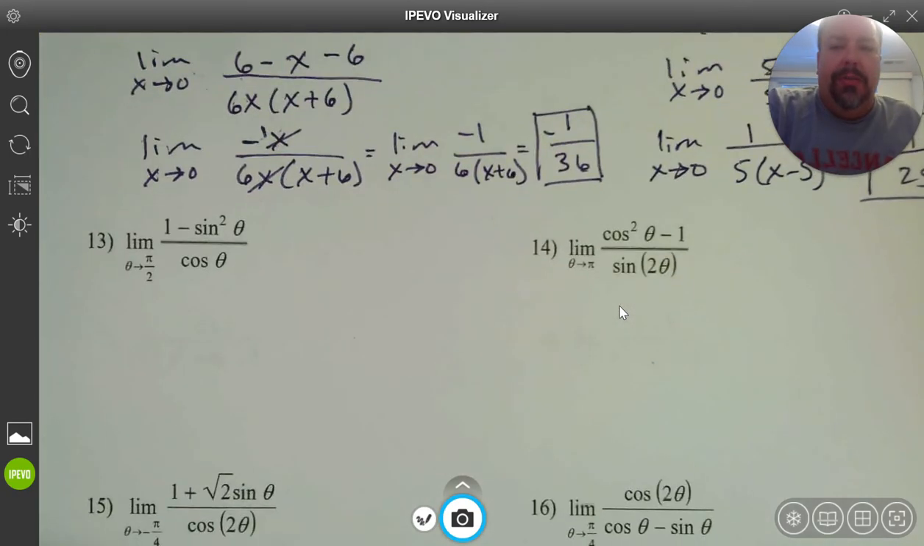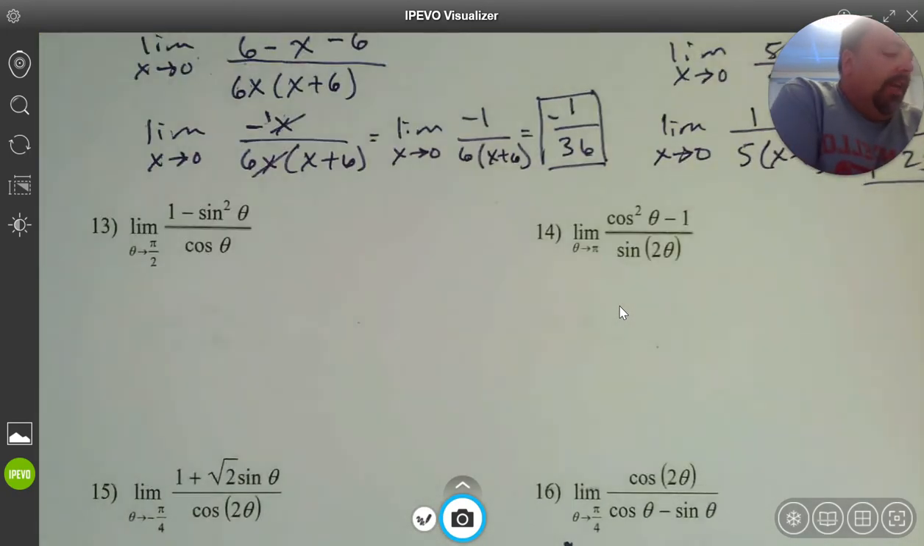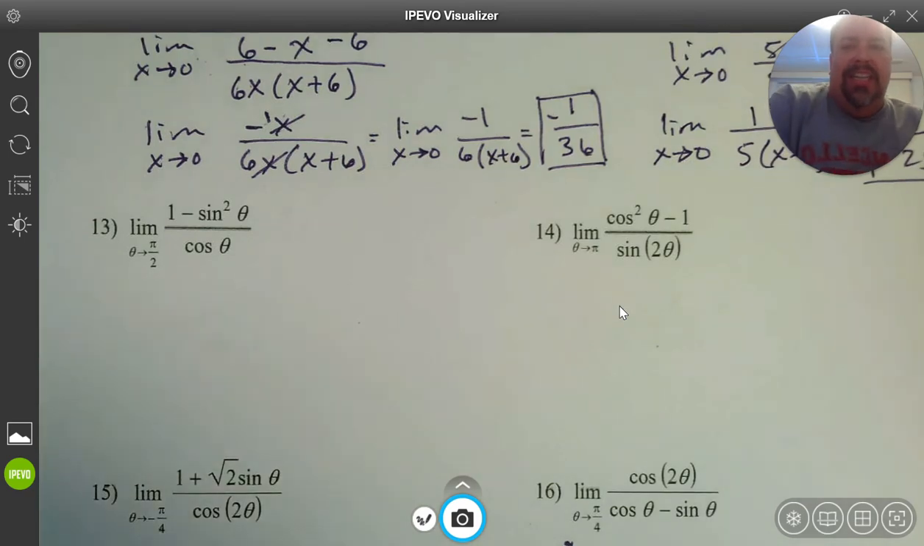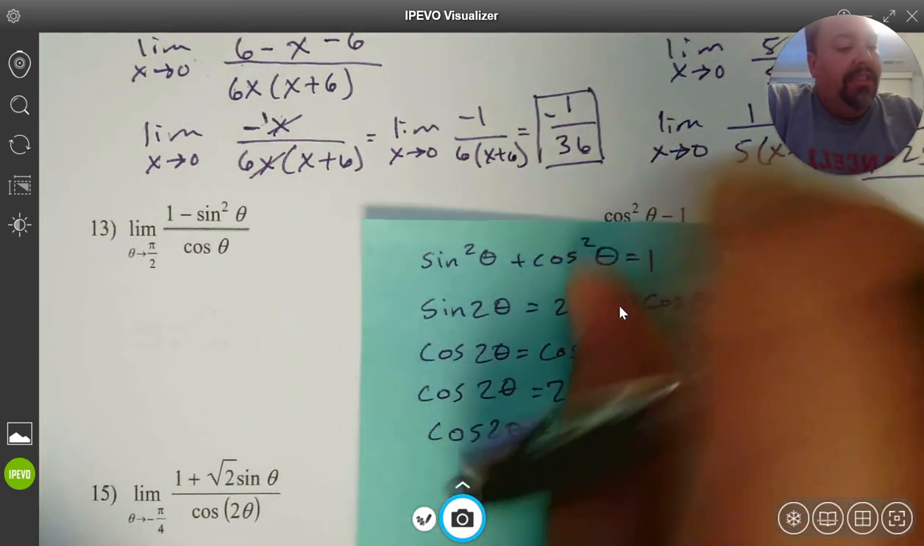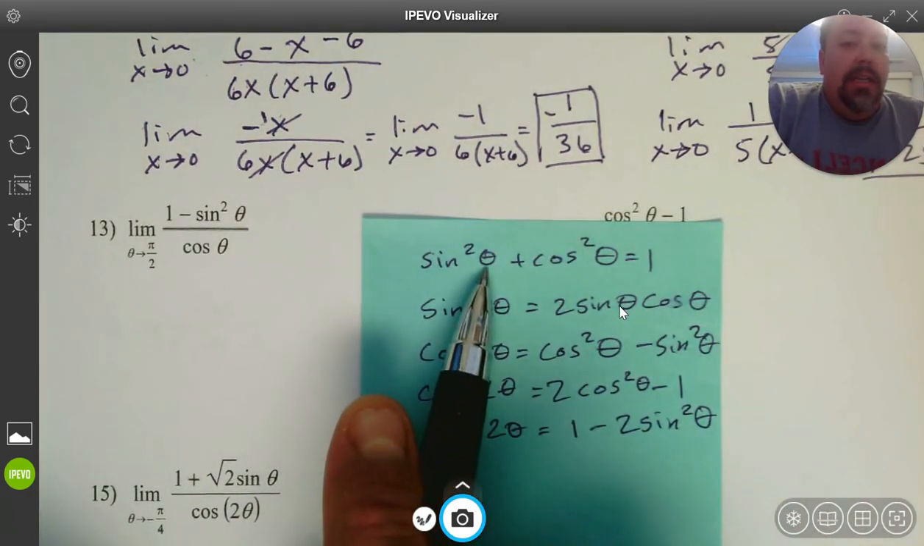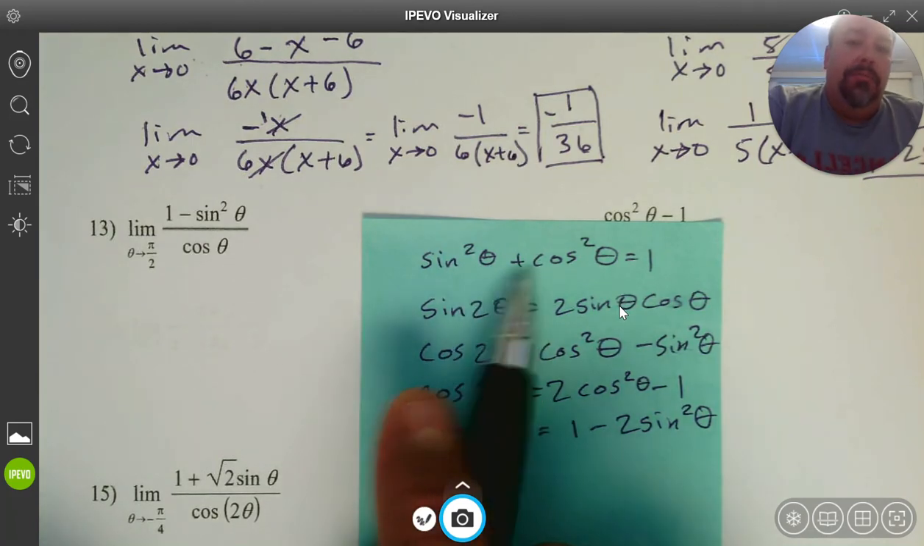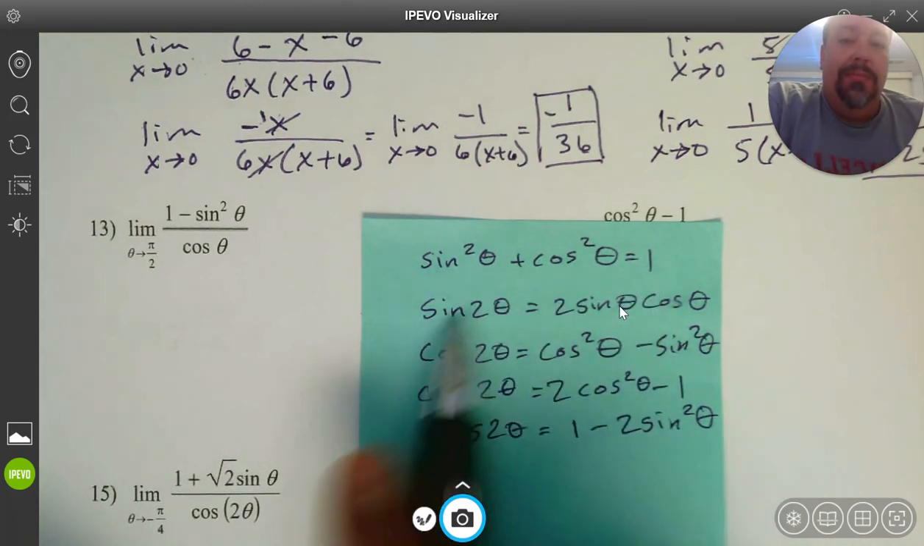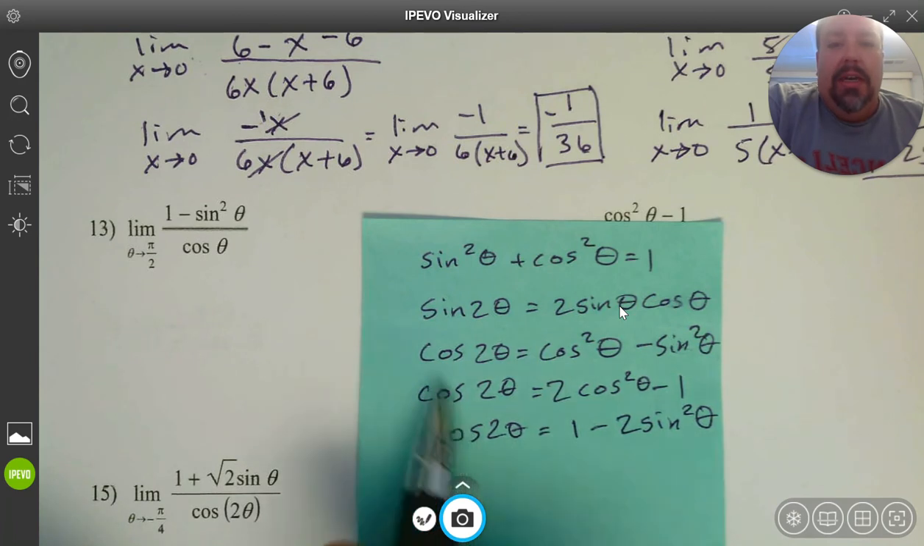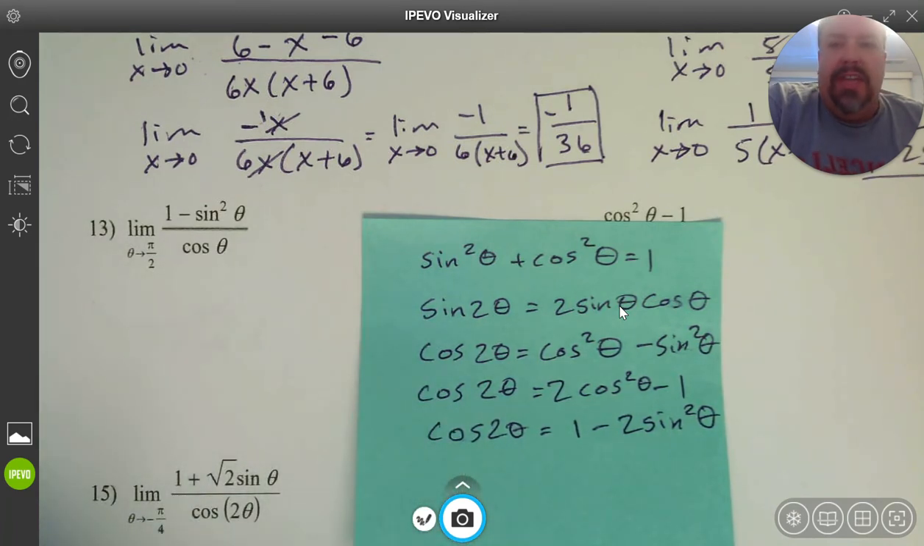Okay, now we get to the trig ones. So all of these are going to use some trig identity. The most common ones are going to be the Pythagorean identities, such as sine squared plus cosine squared is equal to 1, or these double angles. I think all of them on this page involve sine and cosine. So those are the only ones that we should need.